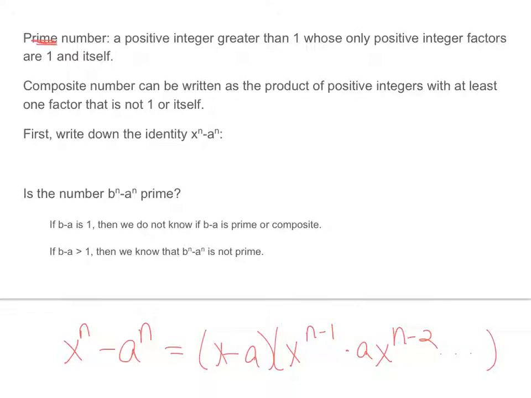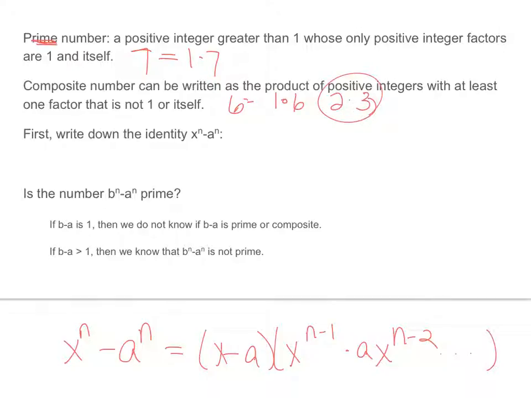Prime numbers, what are they, first of all? It's a positive integer greater than 1 whose only positive integer factors are 1 and itself. Like 7. Factors are 1 times 7, and those are the only factors of 7 that you can get. A composite number can be written as the product of positive integers with at least one factor that is not 1 or itself. Let's do 6. I've got 1 times 6 and 2 times 3. That means it's composite because it can be written as the product of integers with at least one factor that is not 1 or itself.